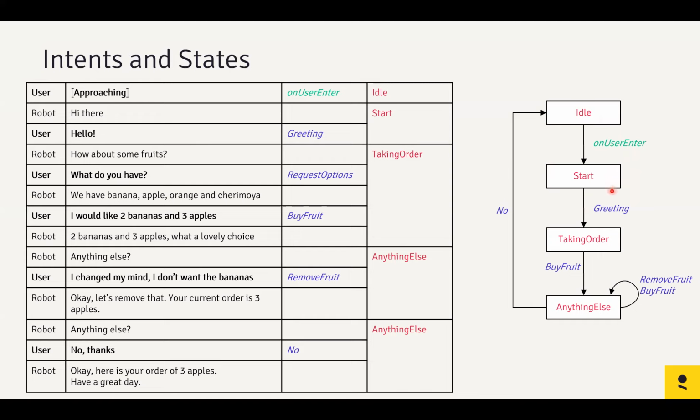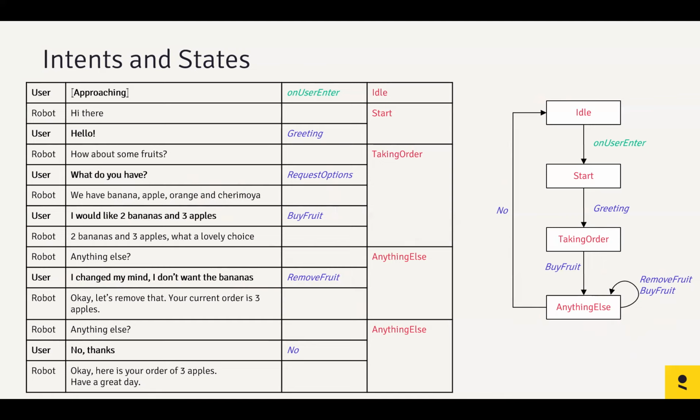And the fact that the user greets the robot takes us to the taking order state, and the fact that the user wants to buy a fruit takes us to anything else. And here we can either buy fruit or remove fruit, until the user says, "No, I don't want anything else," and we go back. And we can see here how what the user says is mapped to these so-called intents. So this is what the natural language understanding does. It takes these words from the user and maps them to these intents, which are the underlying intention of what the user wants to do.